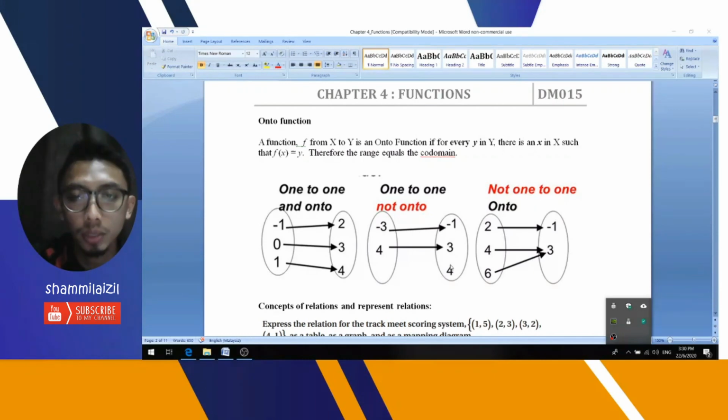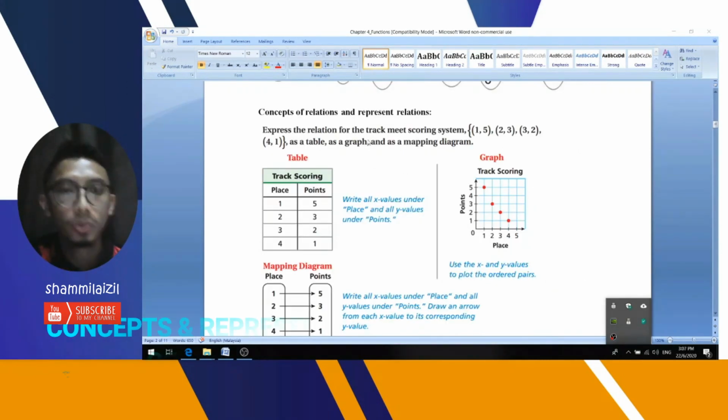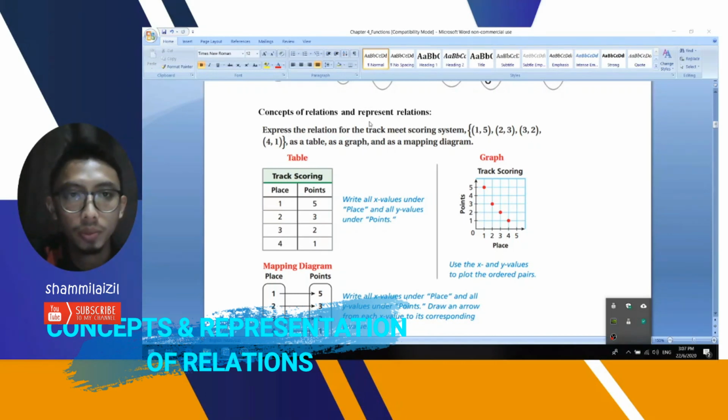Recall it back. The range of this one is -1, 3. But the codomain is all the elements, which are -1, 3, 4. So that's why the range and codomain are not similar. So this is not onto function. And the last diagram, range and codomain are similar. That's why onto function.